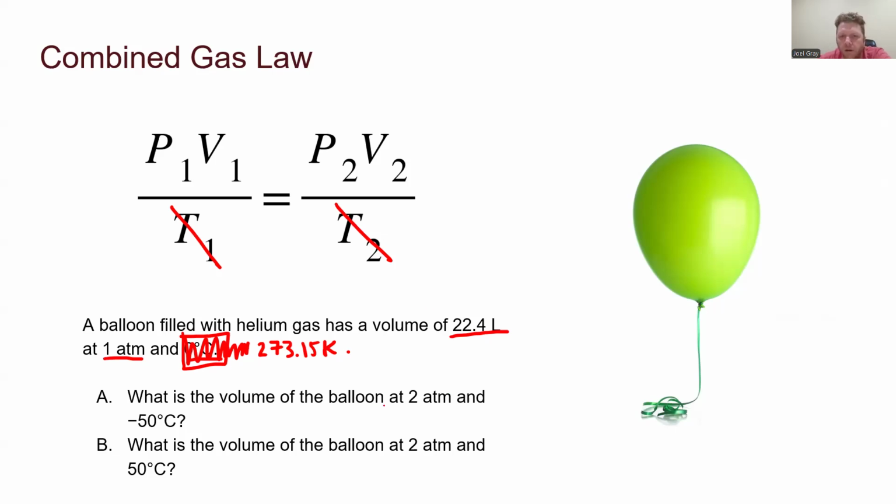Now, what is the volume of the balloon at 2 atmospheres and negative 50 degrees Celsius? Again, hard stop, negative 50 plus 273. Well, that's the same as 273 minus 50, so that would be 223.15 Kelvin. What is the volume of the balloon at 2 atmospheres and 50 degrees Celsius? Again, that's 273 plus 50, which is 323.15 Kelvin. So work to basically rewrite those questions right from the jump.